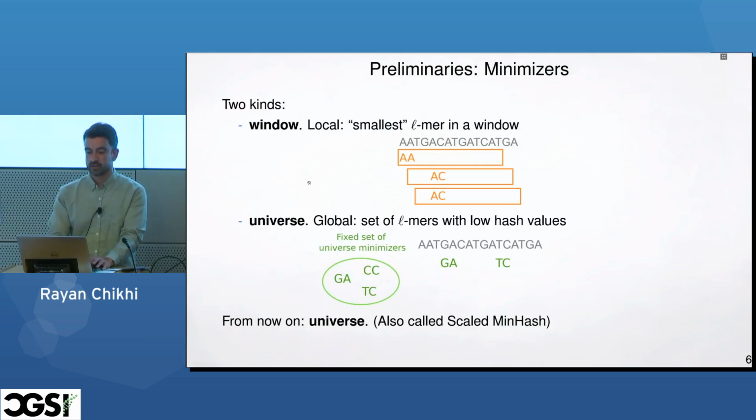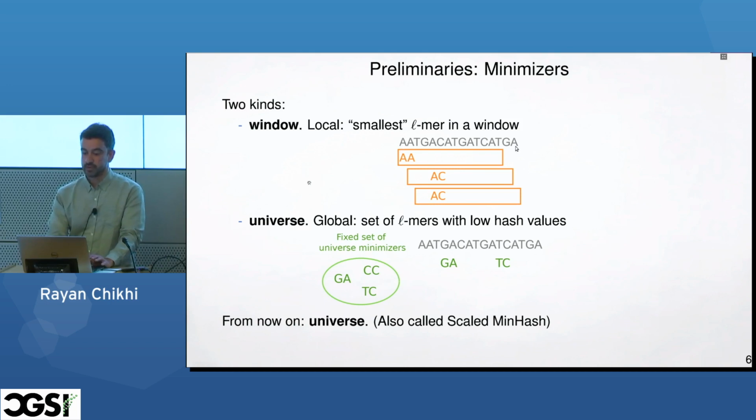So you might have seen this concept before or not, so I would be curious to see how many of you have seen this? The concept of minimizers. Only a handful of hands in the audience, so I'll go ahead with it. The concept of minimizer is divided into two kinds of notions, grouped into two terms: window and universe.